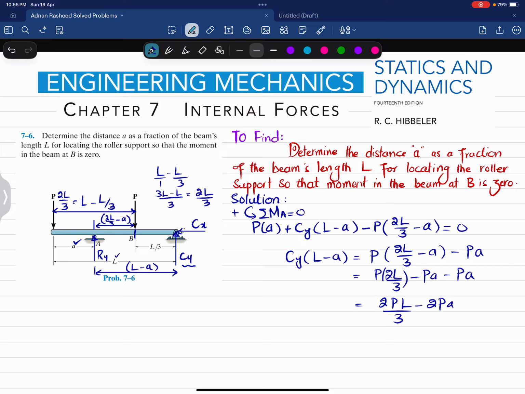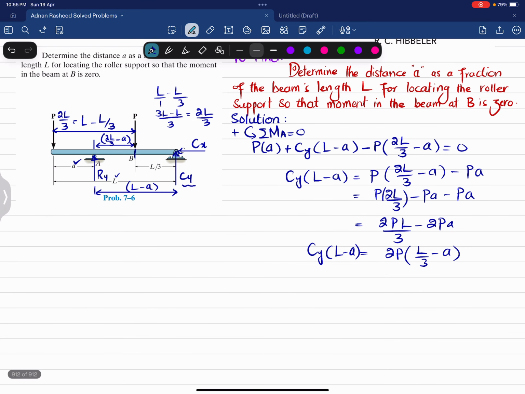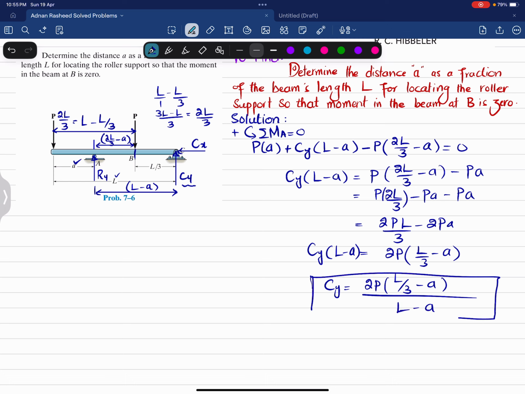So if you take 2PA common from it, so you will get 2P common, so we will get L by 3 minus A, and that is equal to Cy into L minus A. Okay, so Cy will be equal to 2P into L by 3 minus A divided by L minus A. This is the value of Cy.